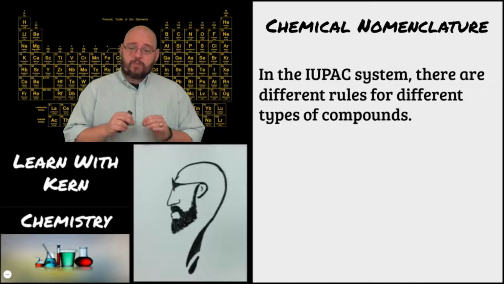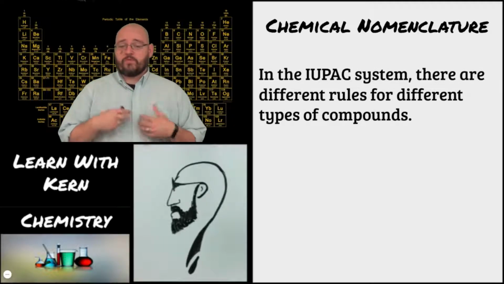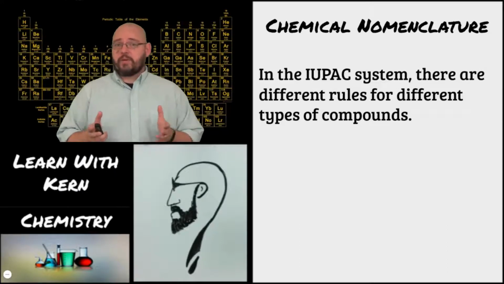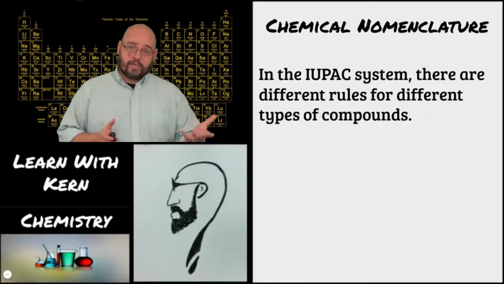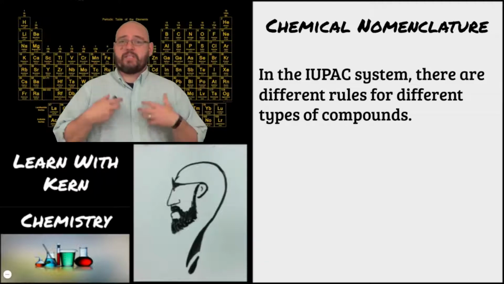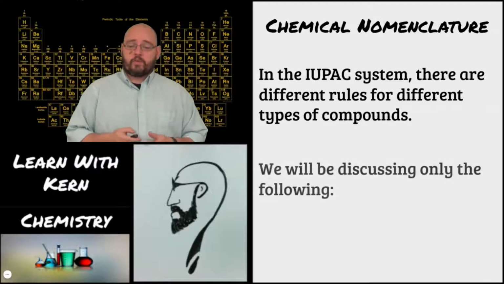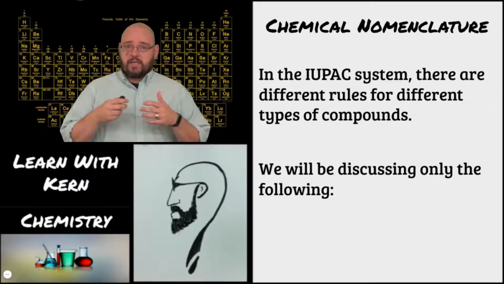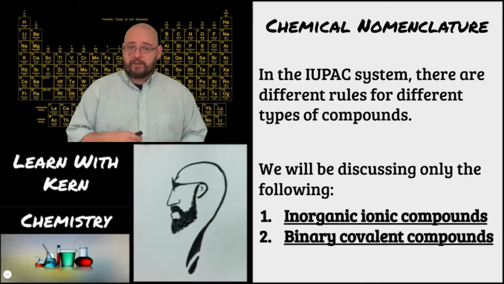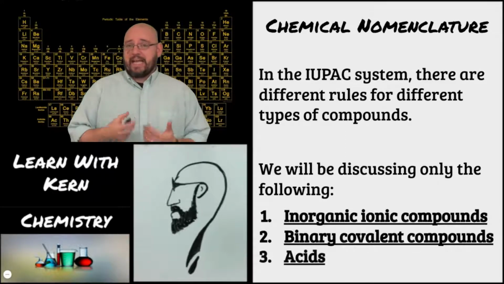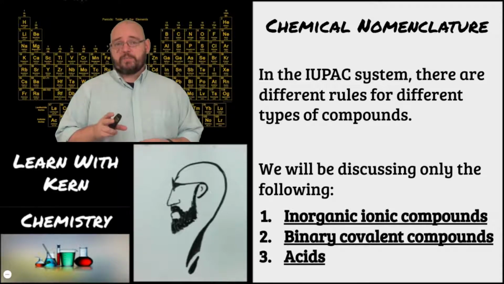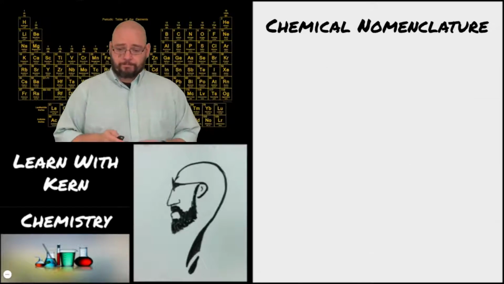So the IUPAC system has different rules for different types of compounds. There are a lot of different classes of compounds. You have organic, you have inorganic, you have ionic and covalent and acids and bases and all of that. What we're going to focus on in this class setting is inorganic ionic compounds, binary covalent compounds, and acids. So we're going to talk only about how to name these specific types of compounds.